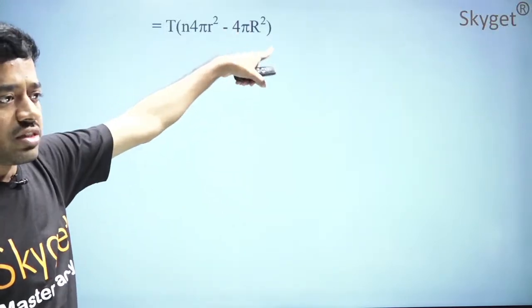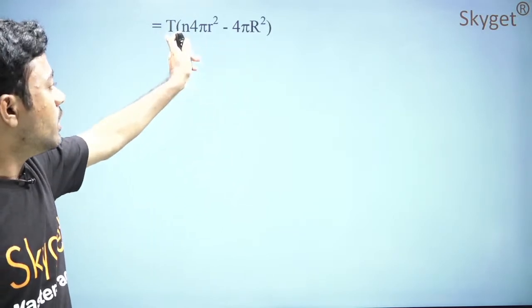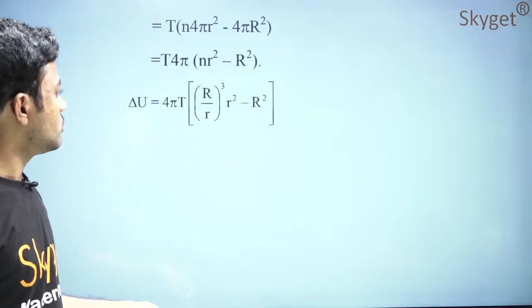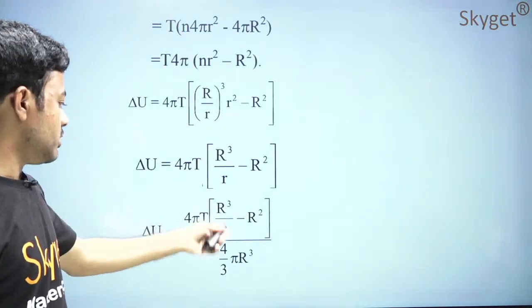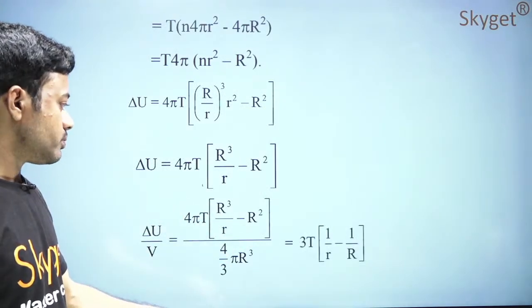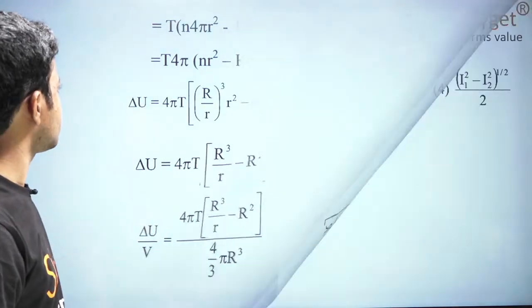The tension into change in the area, T into change in the area by volume, we have done that too. By making all that happen, you will get the value of the heat energy released per volume is equal to 3T into 1 by small r minus 1 by capital R.